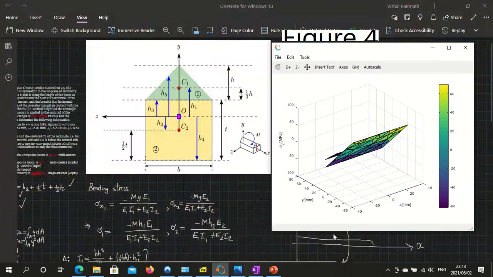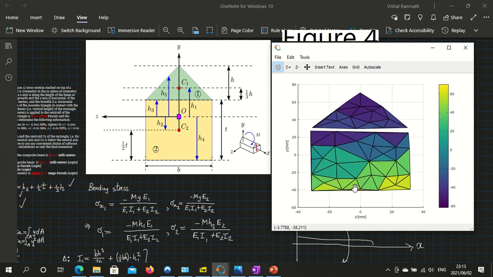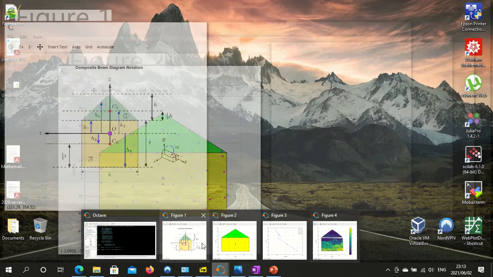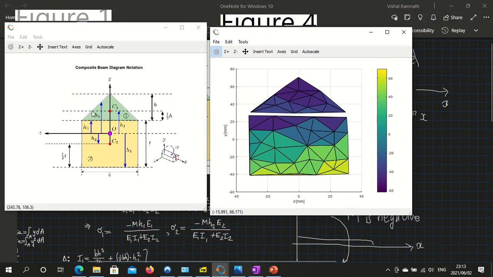Okay, and very quickly, this is what it would look like approximately, because I haven't really worried about using a proper mesh. So there is the triangle. And basically, all the stresses in the horizontal direction for z are all constant. So it's more or less constant. The only reason why it's looking slightly different is because I took a very rough mesh.